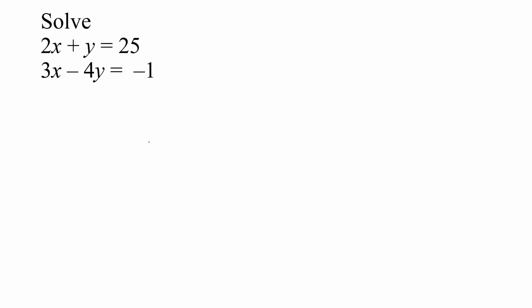So the first example is solve 2x plus y equals to 25 and 3x minus 4y equals to -1. When they ask us to solve a simultaneous equation, basically it is asking us to find the value of x and y. So how do we go about solving this?